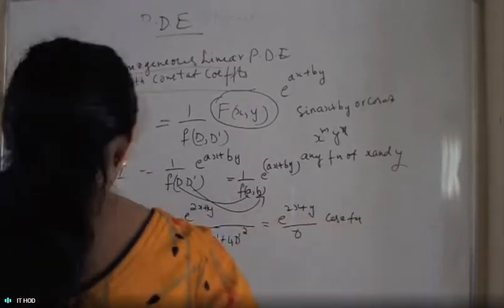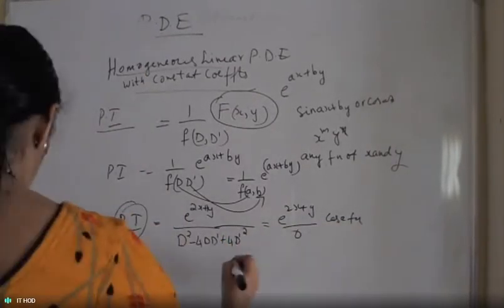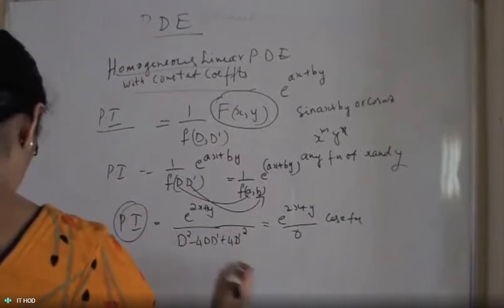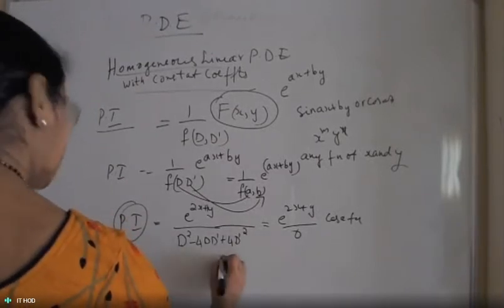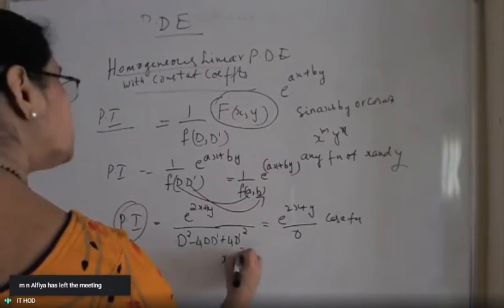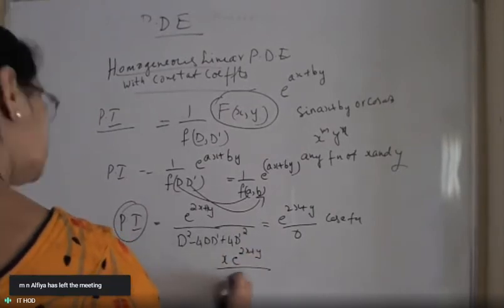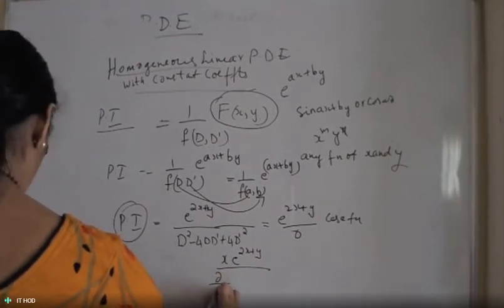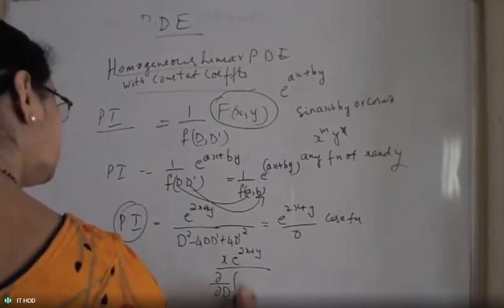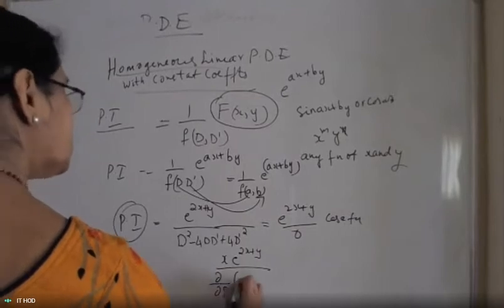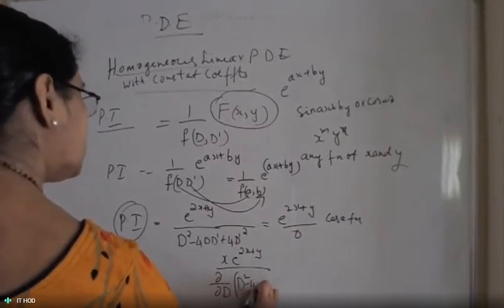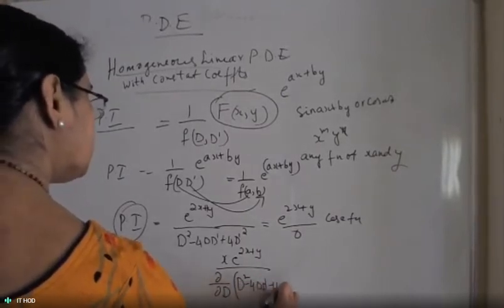Then what we have to do? The next rule is we have to put x into e raised to 2x plus y divided by, we have to find the derivative here, dou by dou D. We are taking the derivative with respect to D. So that is D square minus 4DD dash plus 4D dash square.